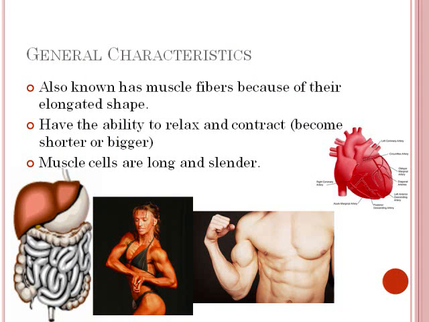Muscles are used to convert ATP energy into mechanical work. Muscle cells are also known as muscle fibers because of their elongated shape. Muscle cells are long and slender. They also have the ability to relax and contract. And through exercise such as weightlifting, muscle cells will enlarge, but the overall number of actual cells does not increase.